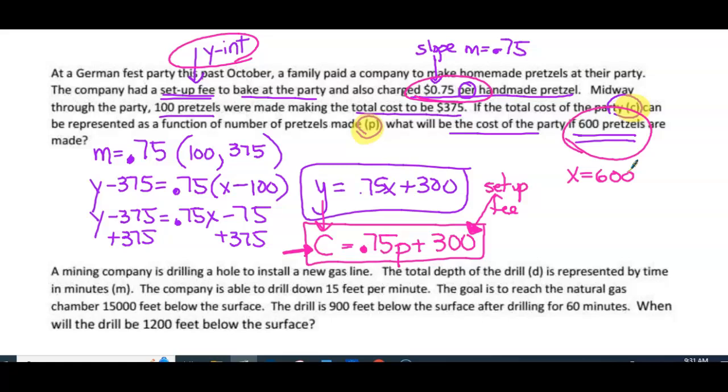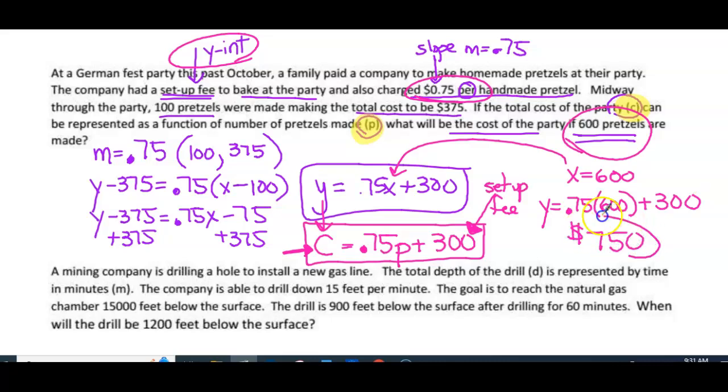So recall, if you don't want to have to use your table, we can just sub it back into this equation. So if you don't want to scroll to 600, there is a shortcut, but I'm not here right now to show you. We can just put it in our equation. Y equals 0.75 times 600 plus 300. So you can get out of your table, and you can go to your calculator and type 0.75 times 600 plus 300, and the total cost of that party for 600 pretzels would be $750.